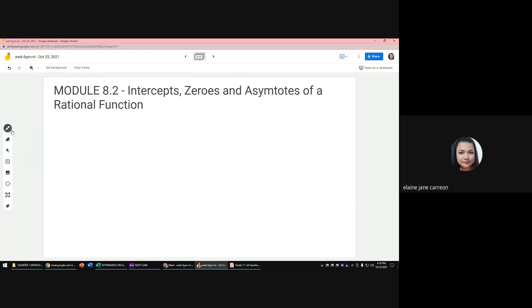Okay, so let's have an example. R of x is equal to x plus 1 times x minus 3 times x plus 4 all over x minus 1 times x plus 2. Okay, so let's identify first the vertical asymptote of this function.